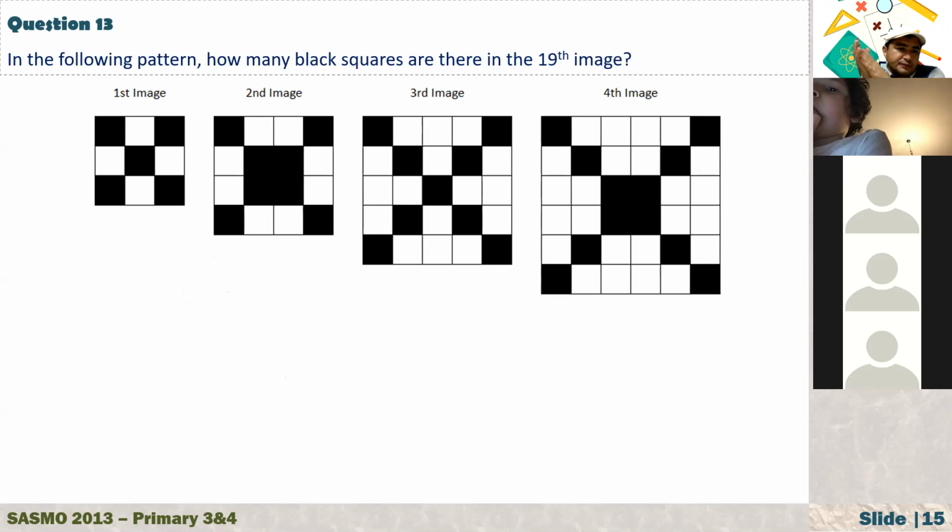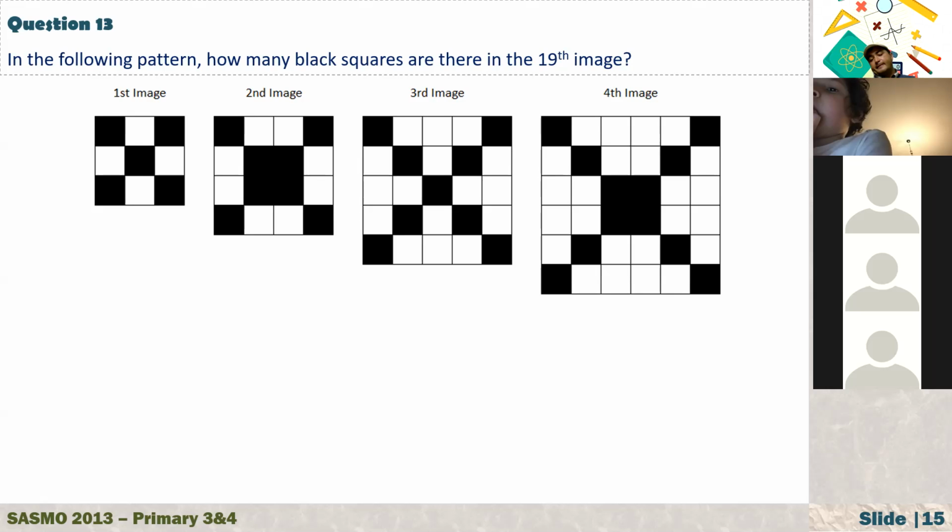How about the next question? In the following pattern, how many black squares are there in the 19th image? Let me give you 1 minute or 1.5 minutes. First, have a look. If you have any answer, let me know. If you have nothing, then I will show you how to solve this problem.